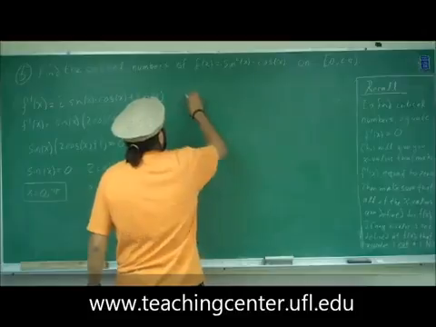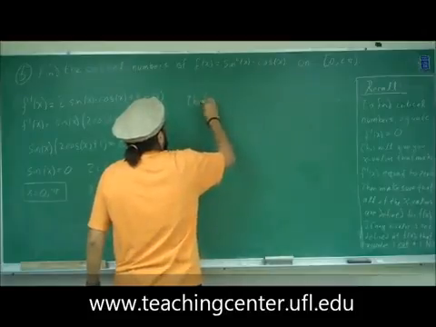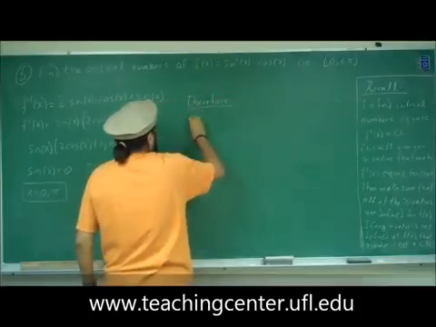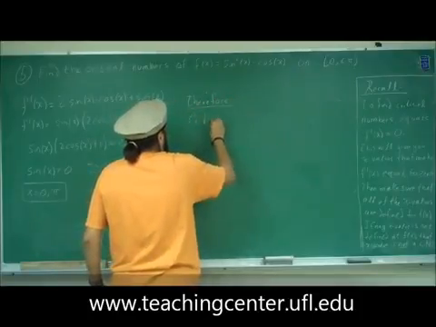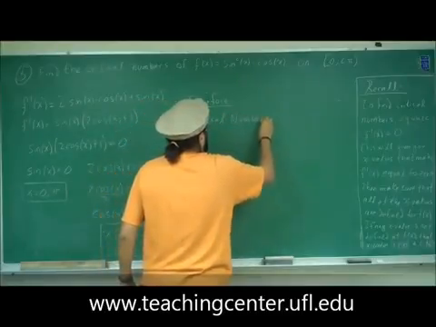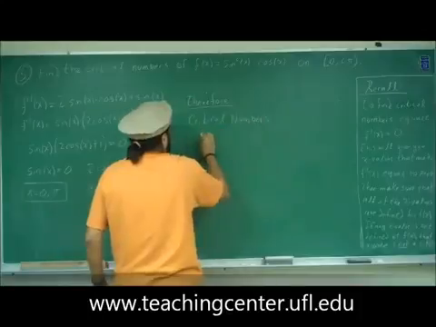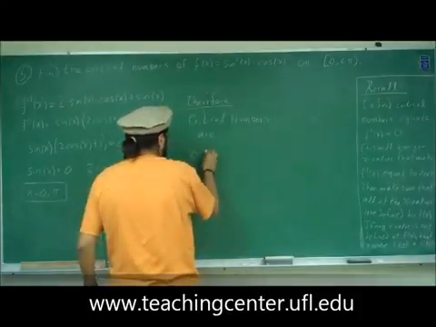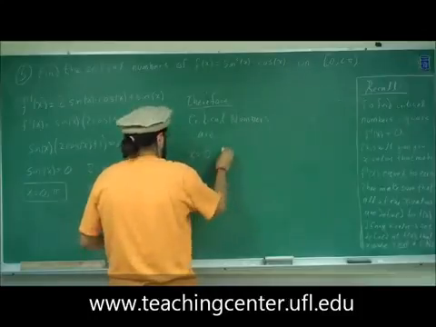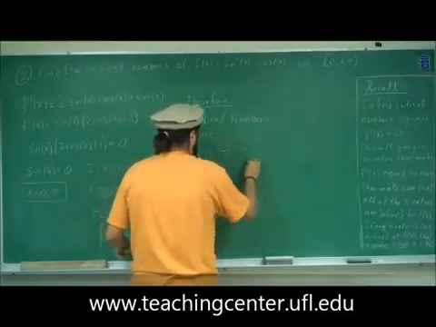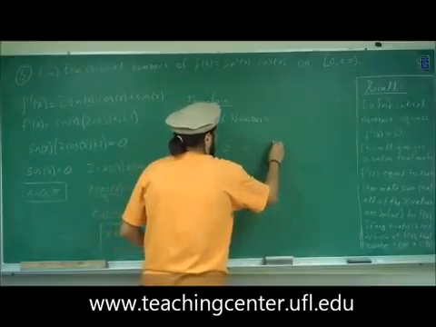Therefore, our critical numbers are x is equal to 0, 2 pi over 3, pi, and 4 pi over 3.